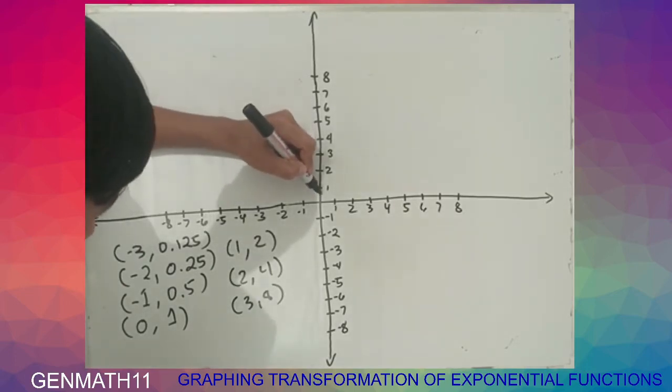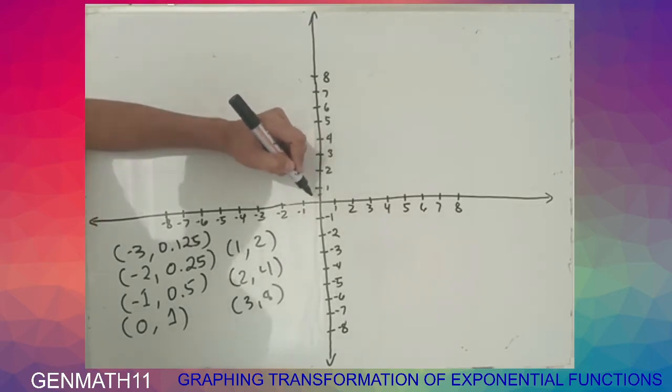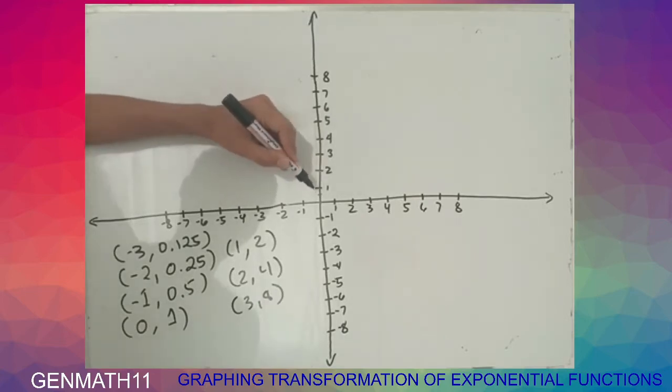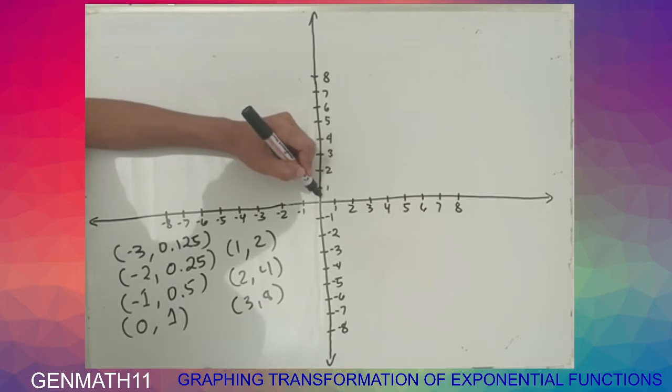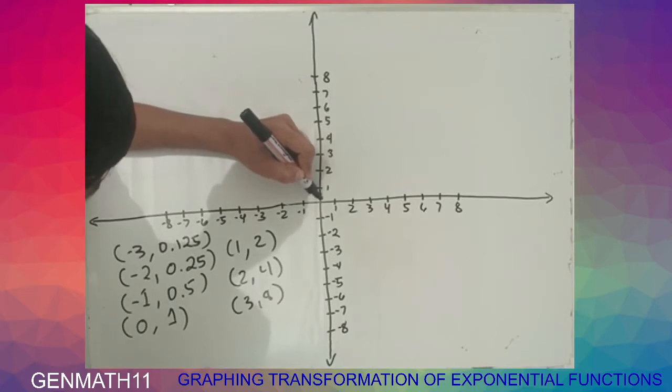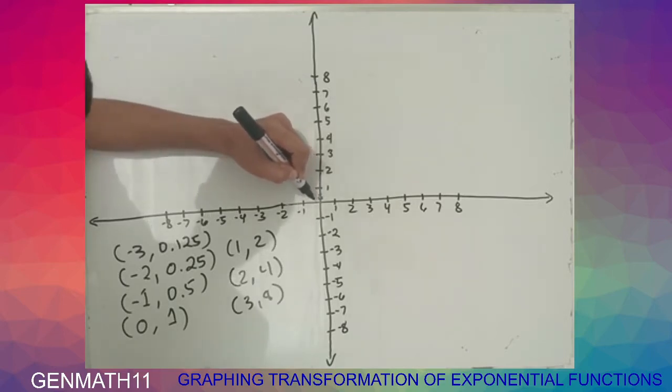Gawa tayo ng division para malaman natin kung saan maglalagay tayo ng point. So, saan natin itatapat? Ito ay 0.5. Pag kinalahati uli natin, will be 0.25. Then, kapag kinalahati uli natin, it will be 0.125.